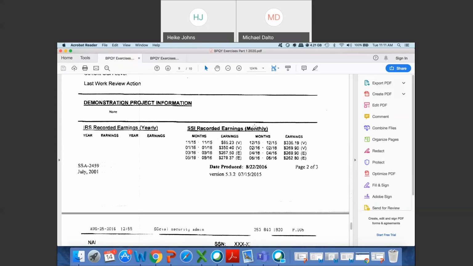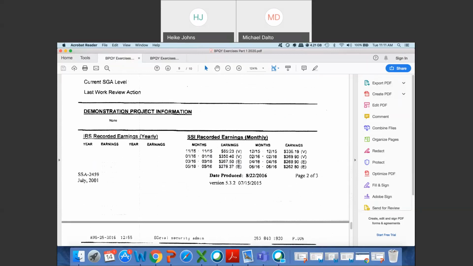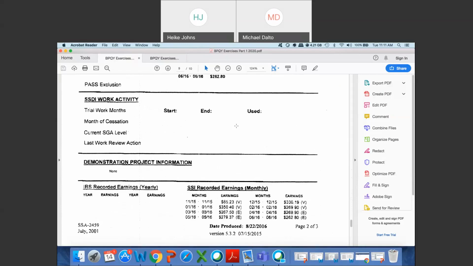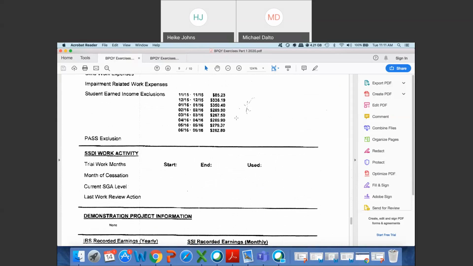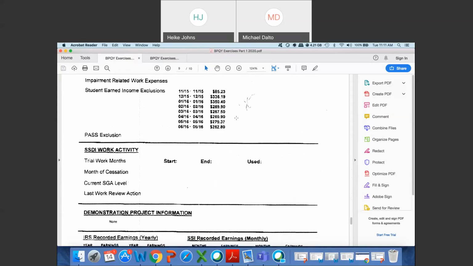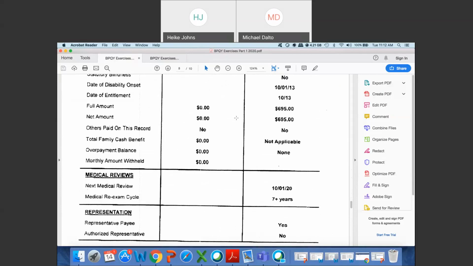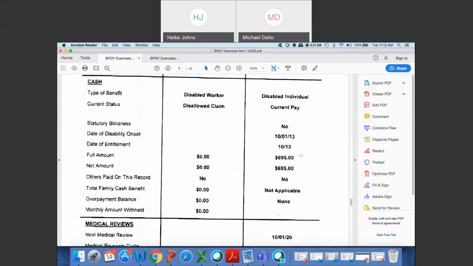Now we can see that the amounts of SSI recorded earnings match the amounts of the student earned income exclusion. So that tells us that all of this person's earnings were excluded through the student earned income exclusion, and that means they should have kept the full amount of SSI. But they were only receiving $695 a month. So they may have had some other unearned income.